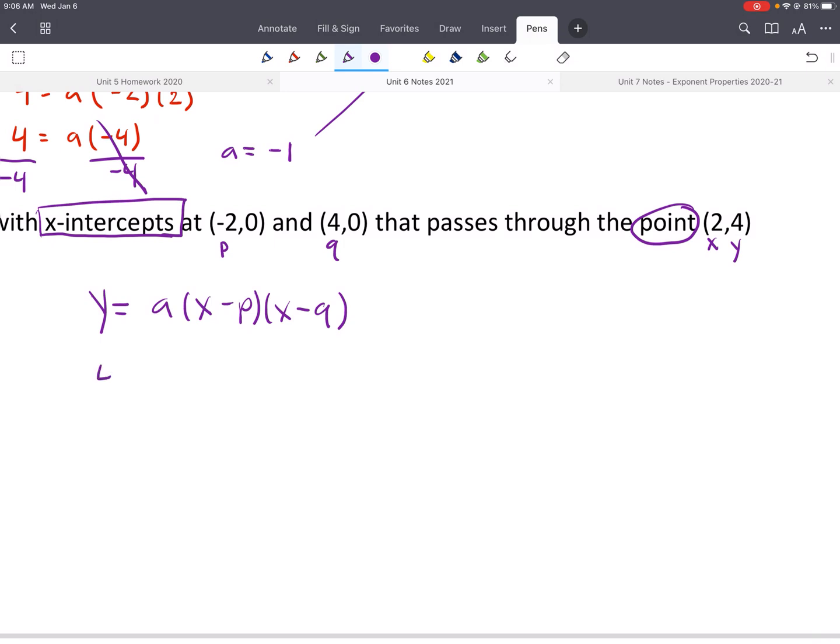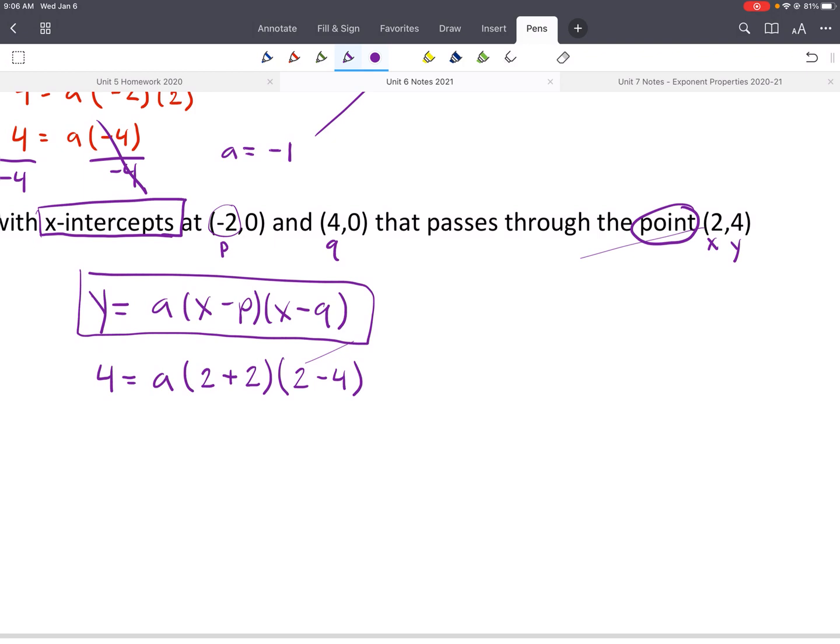So y is 4 equals a. We don't know what a is yet. And we'll do x, that's 2, minus p. So minus a negative 2 will give us a positive 2. And then we'll do x again, that's 2 from here. And then we'll do minus 4. Okay, so again, I would just suggest memorizing this and then writing that down on your homework and on your test. And then just use that.